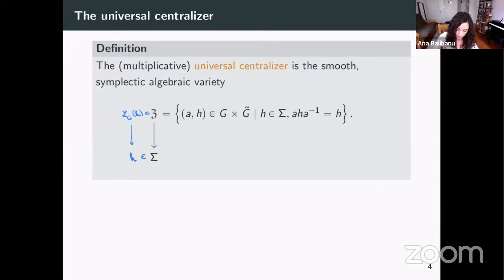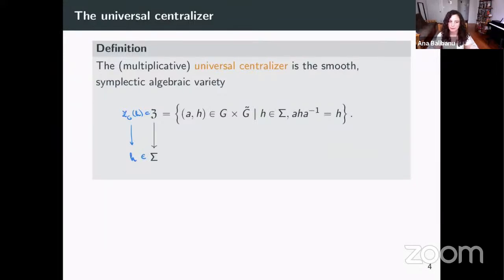And okay, so already I gave this definition, but obviously some of the words in the definition cannot possibly be part of a definition. So I said that this variety is smooth and symplectic, but a priori, it's not at all clear where a symplectic structure would come from.